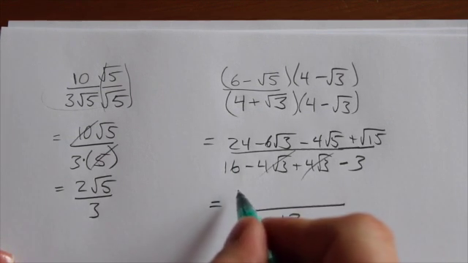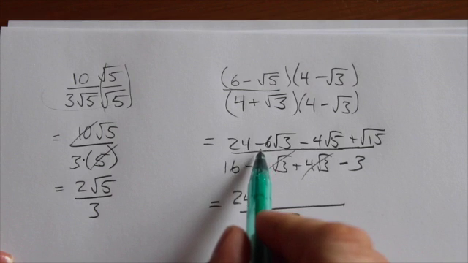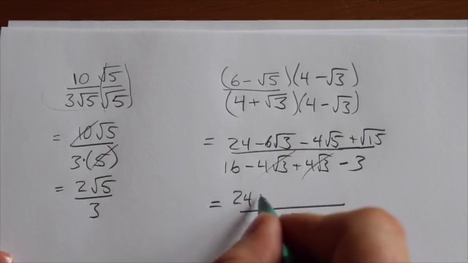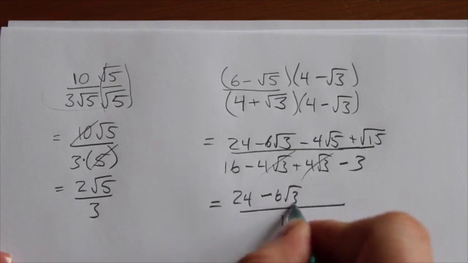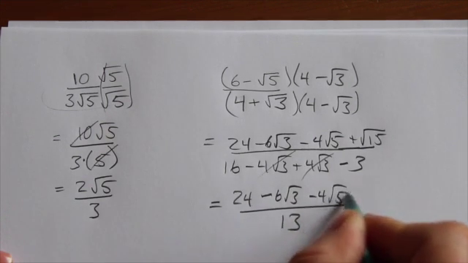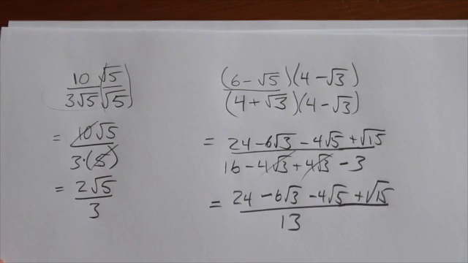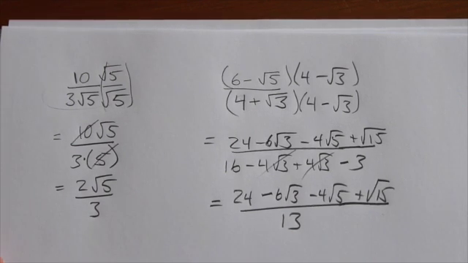And then up here, I'm going to get 24 minus 6 root 3 minus 4 root 5 plus root 15. There are no like terms there. And so there is nothing for me to do other than to simply write it out. Okay, if there were like terms, then I would simplify, put those together, but there aren't, so I'm done.